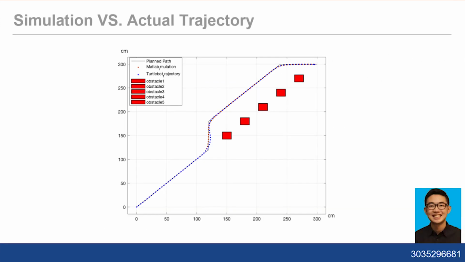Here is a chart of comparison between the MATLAB simulation and the actual Turtlebot trajectory. The red squares here represent the obstacles, the red dotted line represents the MATLAB simulation path, and the blue dotted line refers to the actual path of the Turtlebot. Here you can see the general trend that the actual Turtlebot trajectory follows the MATLAB simulation pretty well.